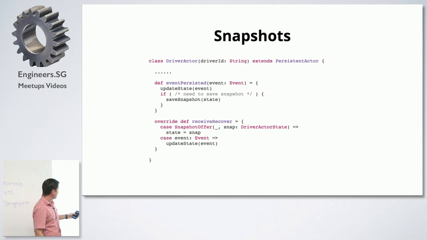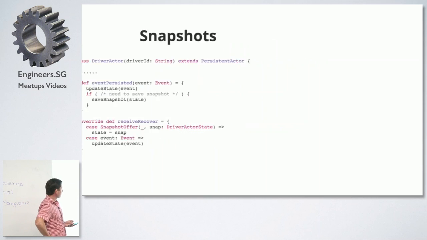So the only change that you need to do is, if you put your own rule here, if you need to take a snapshot, you just take a snapshot. And then in receive recover, you create another case, another pattern matching on the snapshot, and you just use it. And it's absolutely seamless.